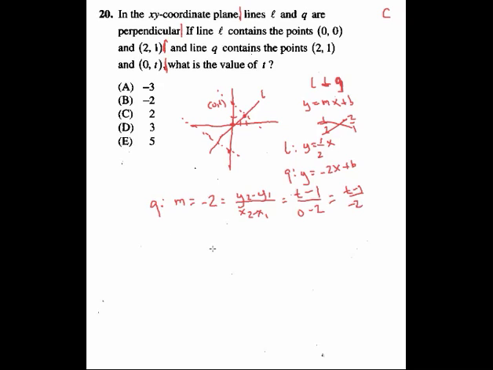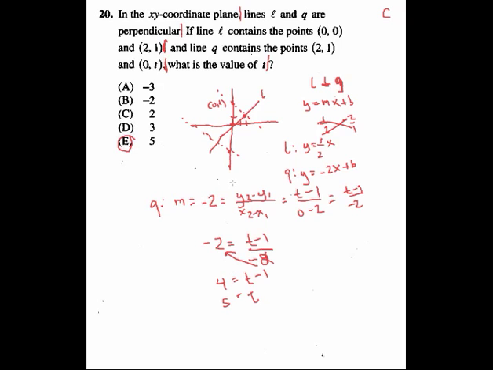So let me just consolidate this. So we got negative 2 equals t minus 1 over negative 2. Send this negative 2 over to the other side. I get 4 equals t minus 1. Send the 1 over. I got t equals 5. And they want to know the value of t, so we have it. Okay, the answer should be E.